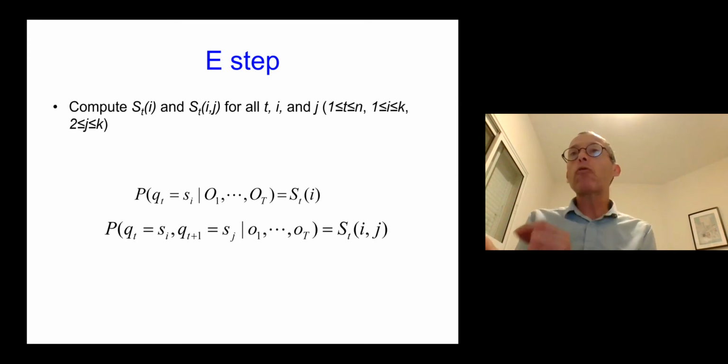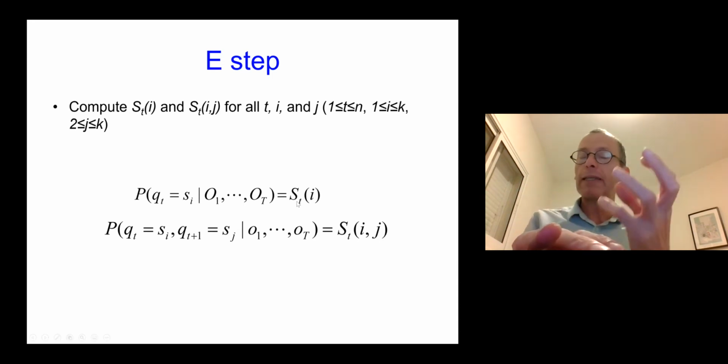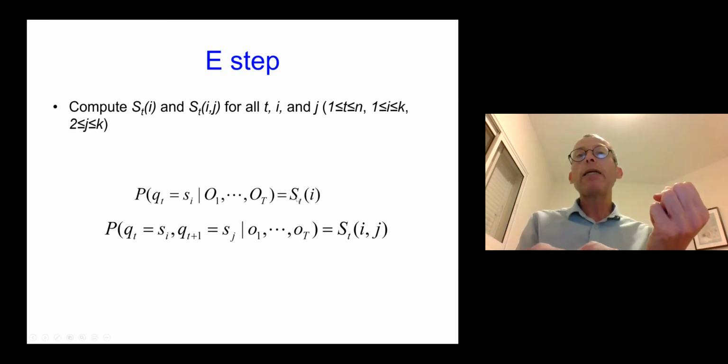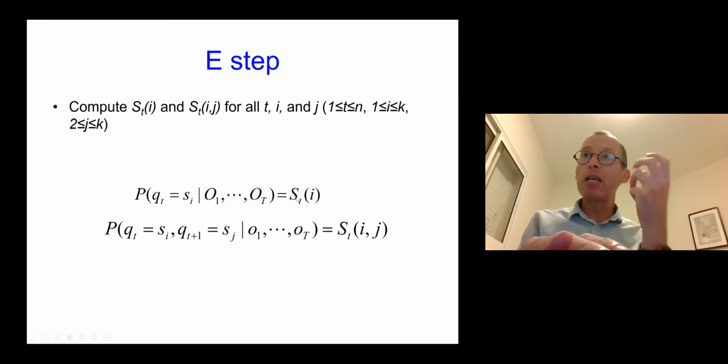In the E step, the two probabilities we compute are S_t(i) and S_t(i,j). That's the only thing we need to compute. As I said, we need S_t(i) in order to compute, as you will see in a second, the emission probability.